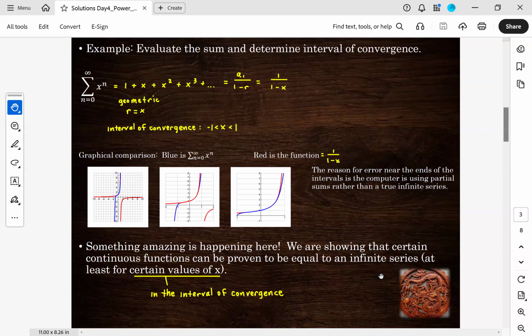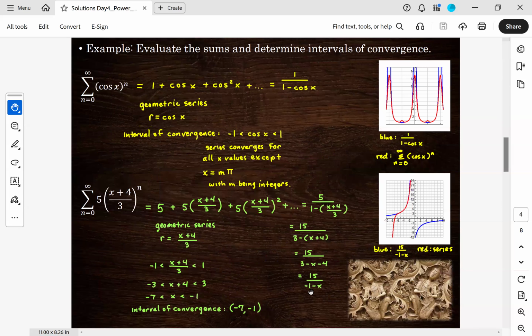Okay, next page. Here we saw a second quick example. In this case, again, geometric, r equals x, using our sum formula to find the function to which the series converges. Interval of convergence, meaning this relationship holds when x is between -1 and 1. Okay? I really want to stress that these relationships are important and useful, but they only hold true when you live within your interval of convergence. Okay, on to the new stuff.